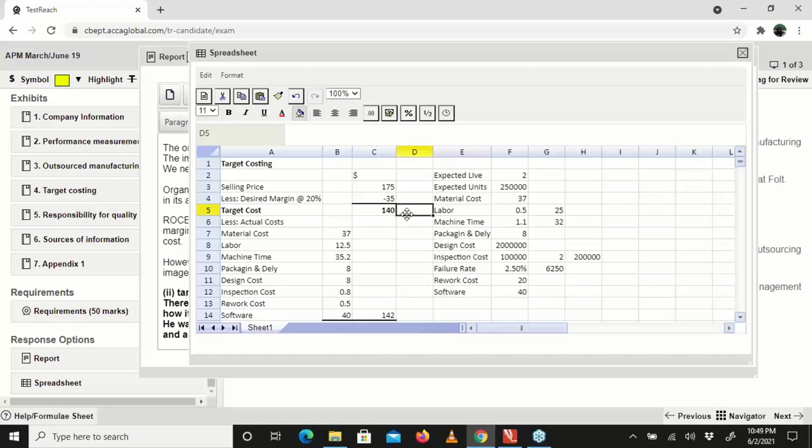Okay, now let's move on to the next part of this question. I repeat, let's move on to the next part of this question. And what is that next part of the question? Try to understand.